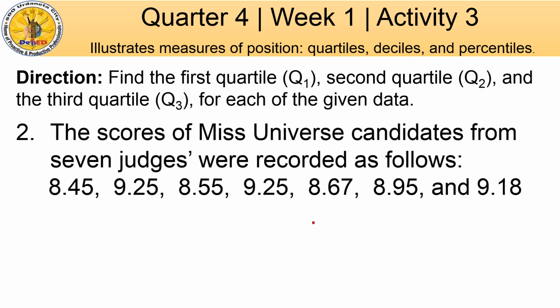For example number 2, the scores of Miss Universe candidates from 7 judges were recorded as follows: 8.45, 9.25, 8.55, 9.25, 8.67, 8.95, and 9.18.